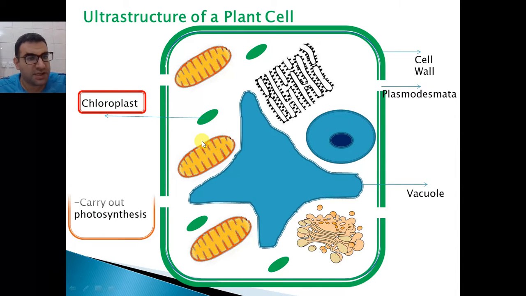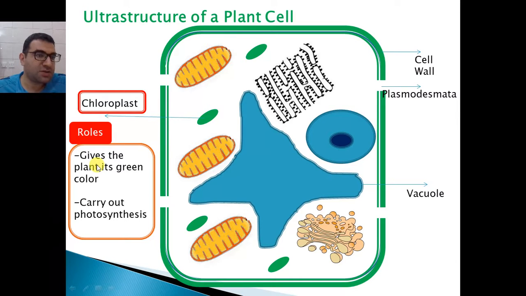The chloroplast gives the plant its green color. So green plants appear green because of the presence of the chloroplast. And it's the chlorophyll, the pigment found in the chloroplast, that is responsible for reflecting the green color, so we can see the plant green. And also the chloroplast is responsible for carrying out photosynthesis. Photosynthesis is when the plant produces its own food by combining water in addition to carbon dioxide, producing glucose and oxygen.